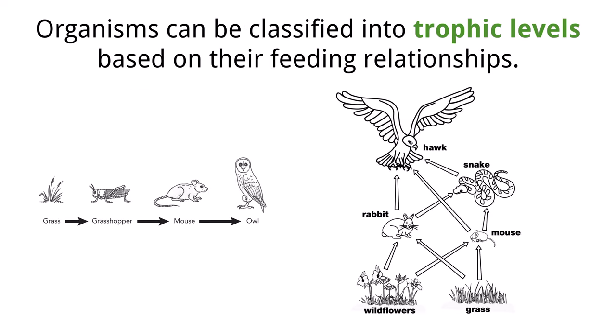When we start to piece together feeding relationships in an ecosystem, it is beneficial to classify organisms within levels based on what they eat. We call these levels trophic levels, and they describe the position an organism has within a food chain or food web.